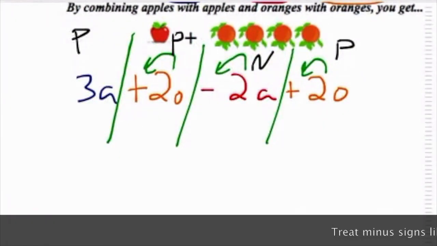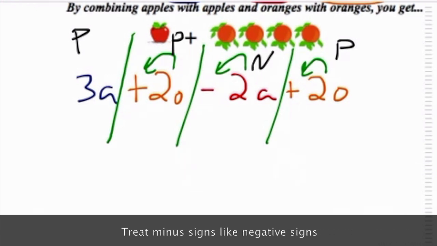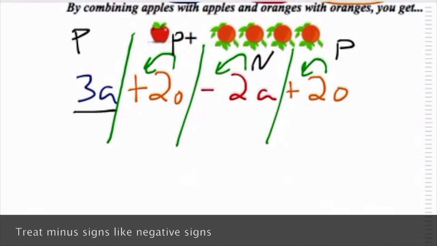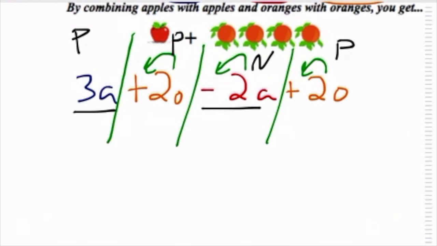From there, it doesn't really matter if you do the a's or the o's first. I go alphabetical order, but you don't even have to. So I'm going to do the a's first, though. 3a plus negative 2a. Notice how I said plus, though. I always add like terms. However, I always ask myself one important question. Are signs the same or different?